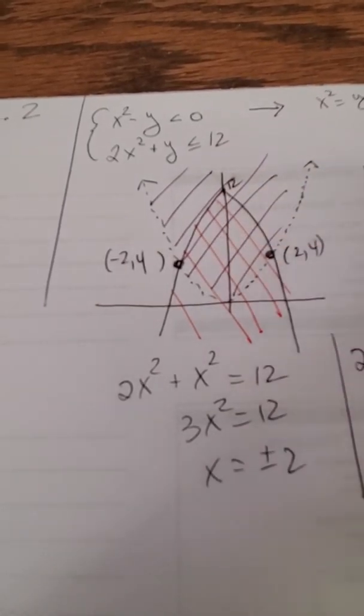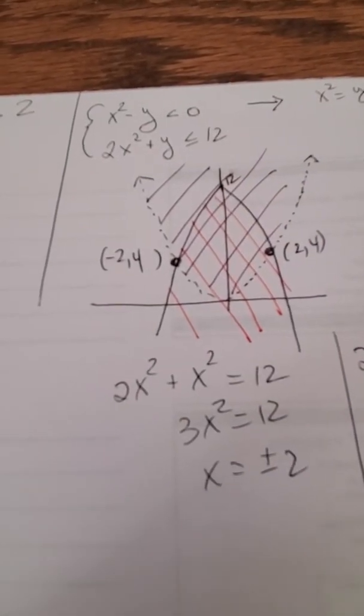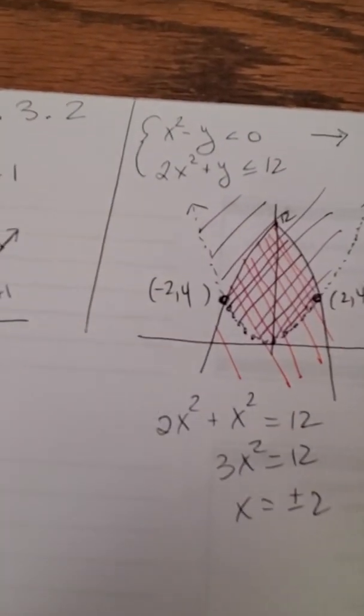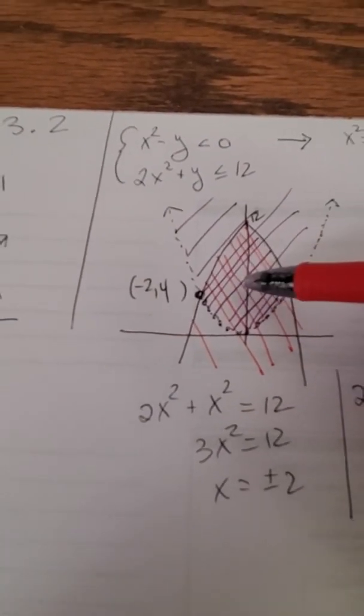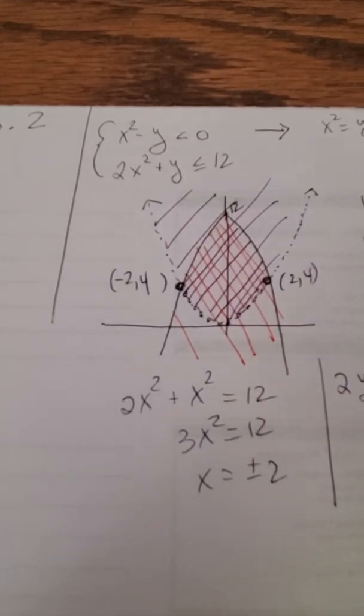The other parabola is dotted. So I'm going to just make this a little deeper. So the solution is this kind of egg shape where I have both shadings. And that is the answer to that.